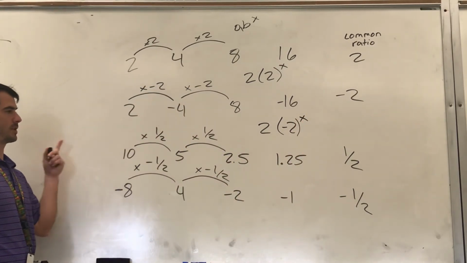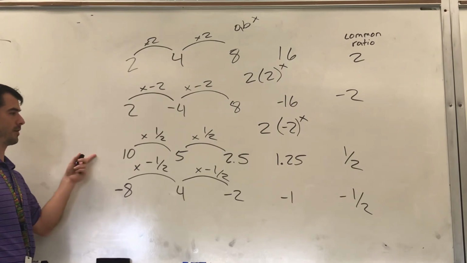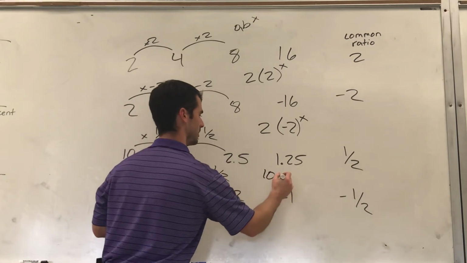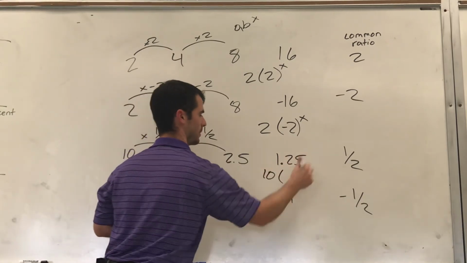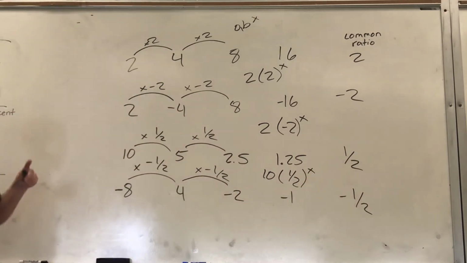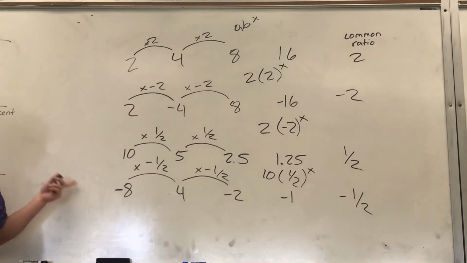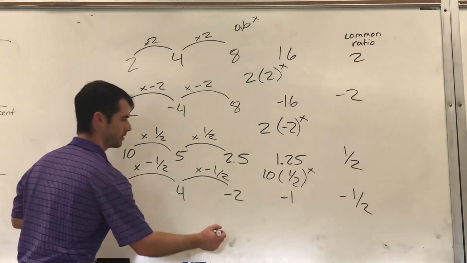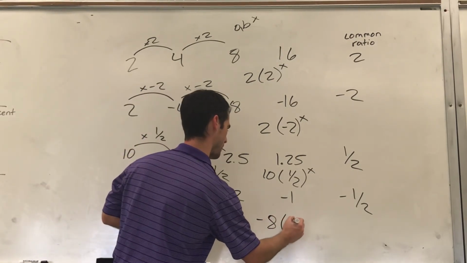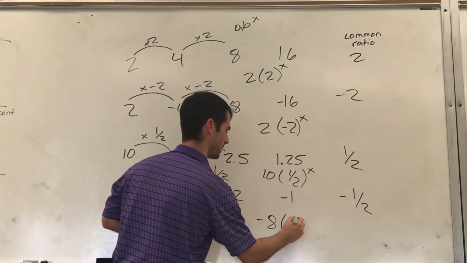Our initial value on this set of numbers is 10, so we have 10 with a common ratio of 1/2, to the x. And then our initial value here is negative 8, that's just our first value that they give us. And our common ratio is negative 1/2.